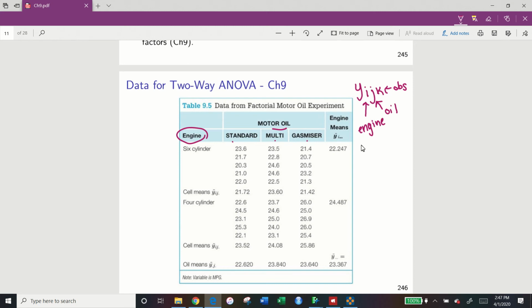So for example, Y1, 2, 3, so that's 1, the first engine, 2, the second oil, which is the multi, and it's the third observation. So that's going to be 24.6. So again, 1 is the 6-cylinder engine, 2 is going to be the multi motor oil, and 3 is the observation number.